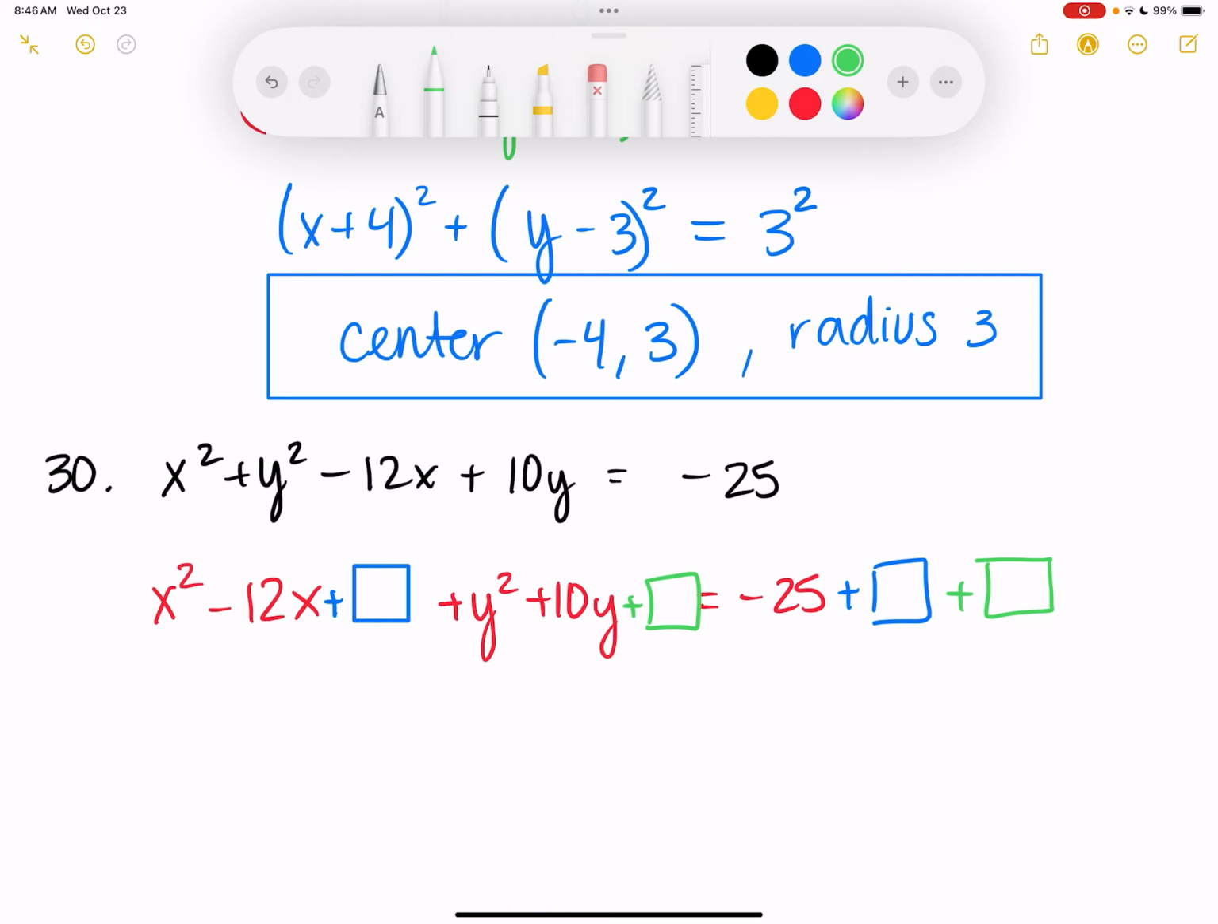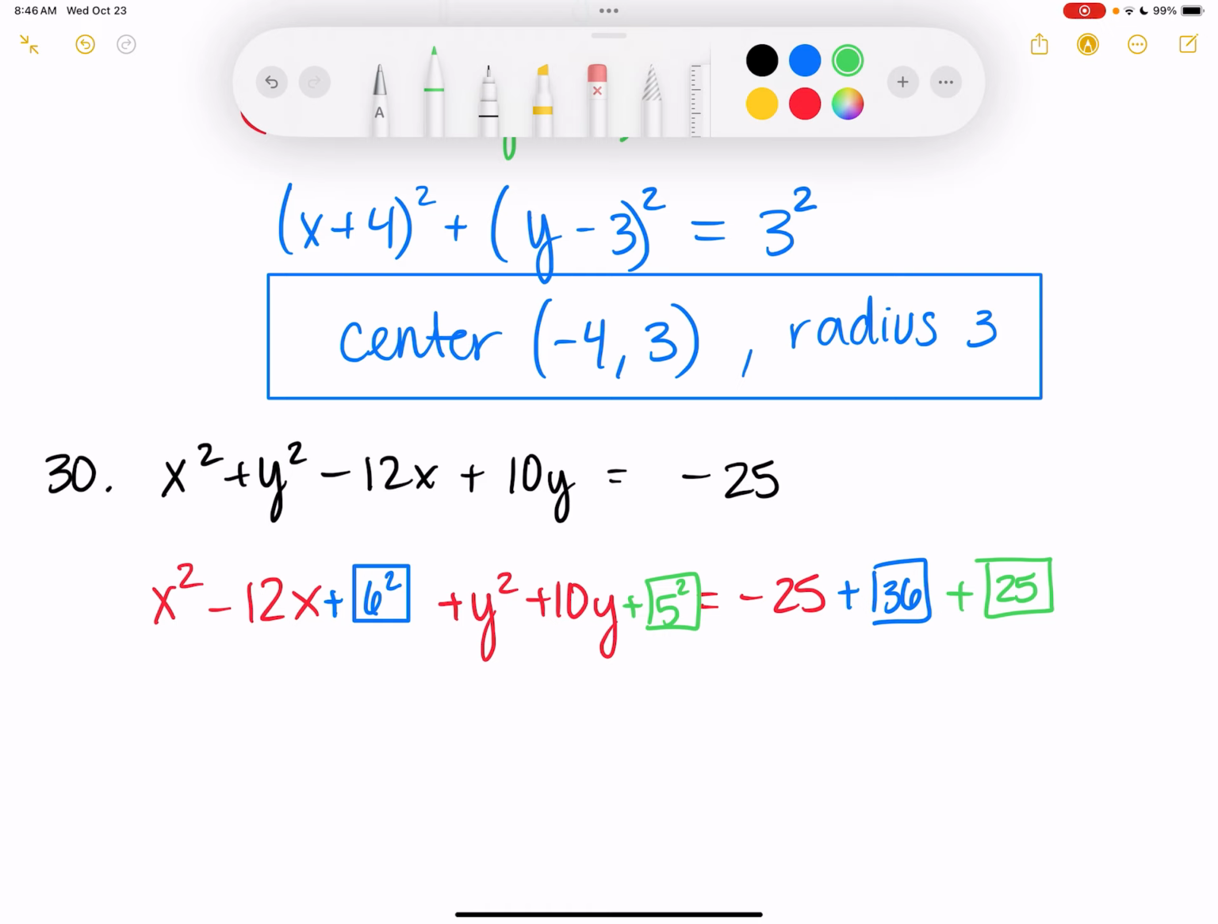Now, a couple things as far as determining if this ends up being a circle or not. So the last one, we had the center, we had the radius of 3. If the radius comes out to be a negative number or 0, it does not make a circle. Okay? So I need to complete the square over here. So what number is going in this box? Yep. So 6 squared or 36. And what number is going in this box over here for y? Yep. 5 squared or 25.